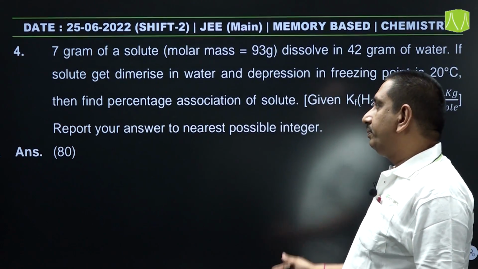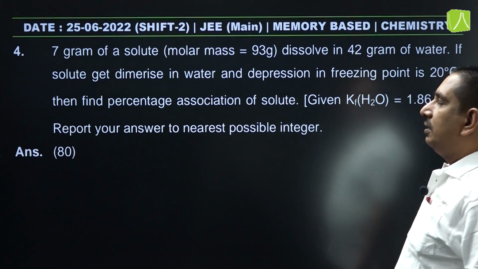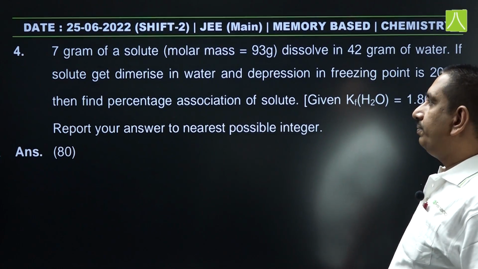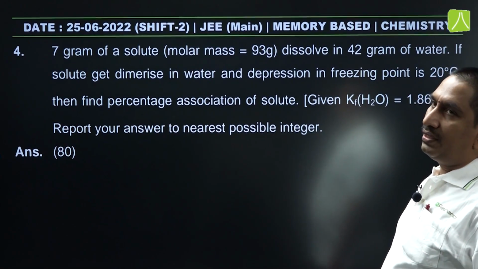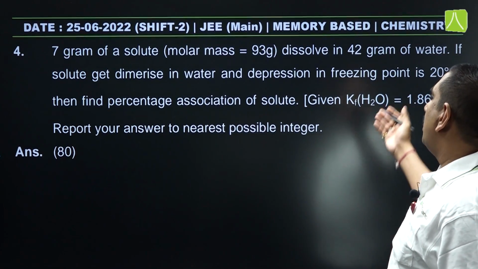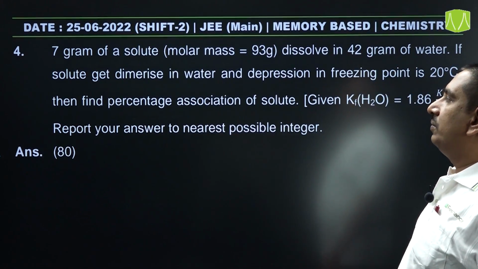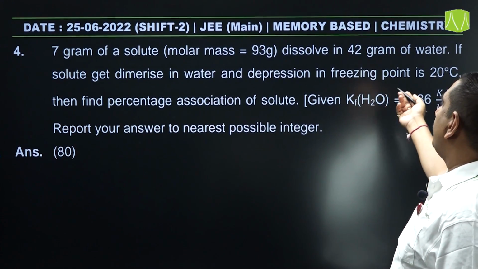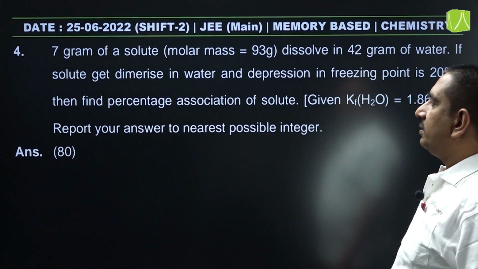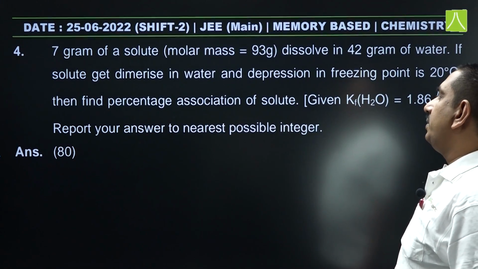Next question, this is from solution colligative properties. इसमें ये दिया है 7 grams of a solute, molar mass दिया है 93 grams, dissolves in 42 grams of water. If solute gets dimerized in water and depression in freezing point is 2 degrees Celsius, then find percentage association of solute.